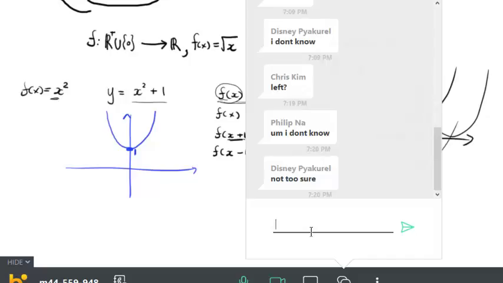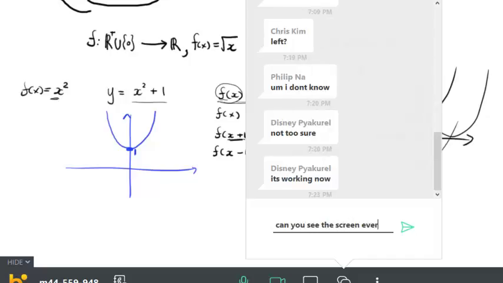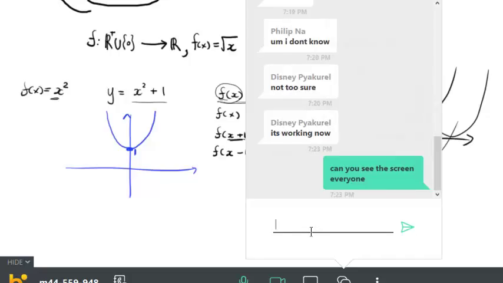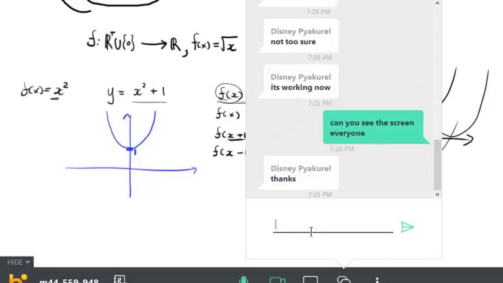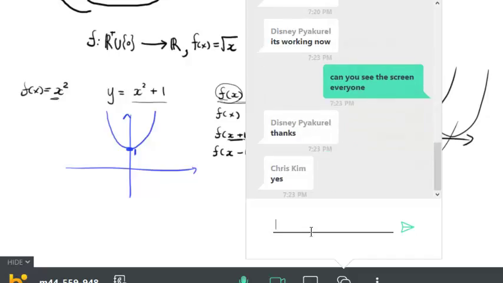Ishita, can you still not see the screen? Okay, so I received the message at 7:06. Okay, it's all good then.